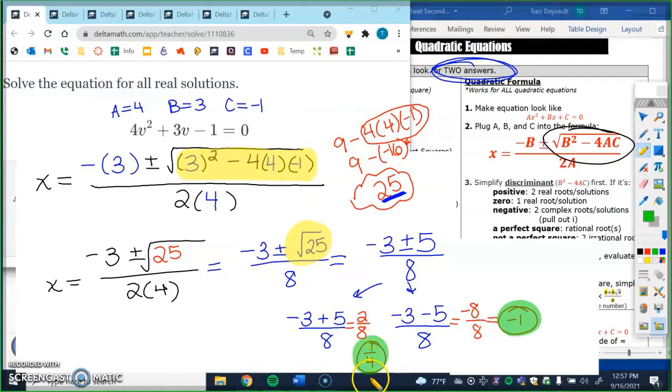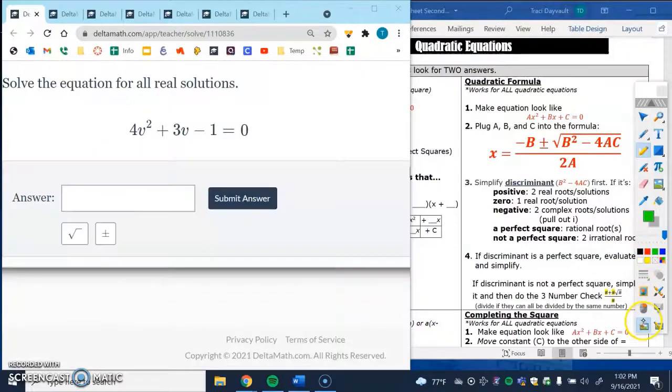If we did that by factoring, we would also get those same answers. It's just a matter of having the formula memorized. Let's try some more.